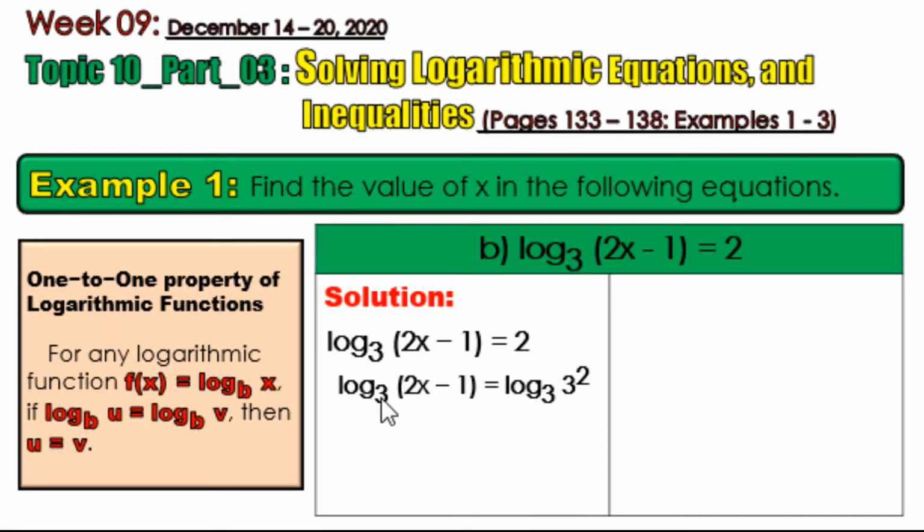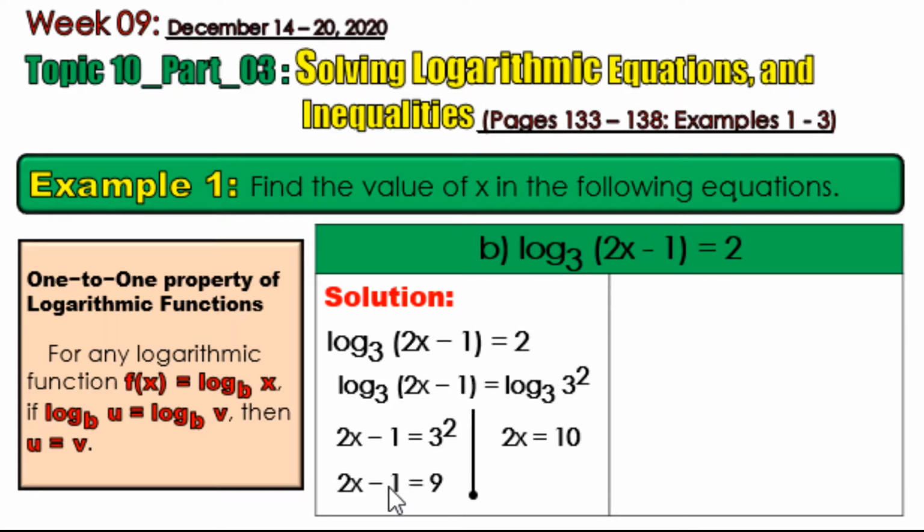Since we now have the same base, 3 and 3, we can apply the one-to-one property of logarithmic functions. So we can equate 2x minus 1 to 3 squared. You have 2x minus 1 is equal to 3 squared, and 3 squared is equal to 9. And then what do you think? By applying the addition property of equality, we can solve for 2x.